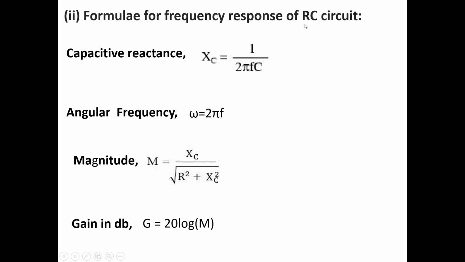Formula for frequency response of RC circuit. Capacitive reactance XC equal to 1 by 2 pi FC. Angular frequency omega equal to 2 pi F. Magnitude M equal to XC by root of R square plus XC square. Gain in decibels G equal to 20 log base 10 M. You can pause the video and copy down these formulas in your notes.